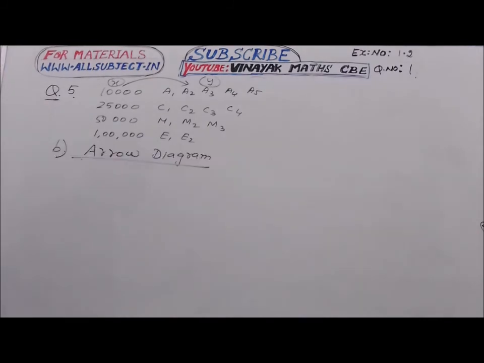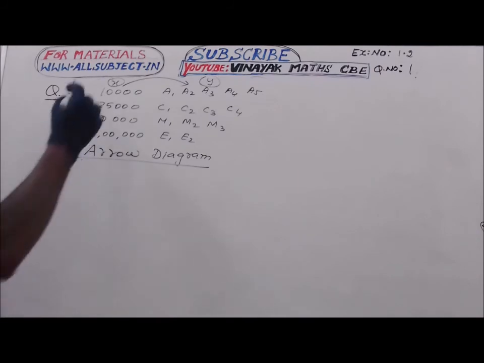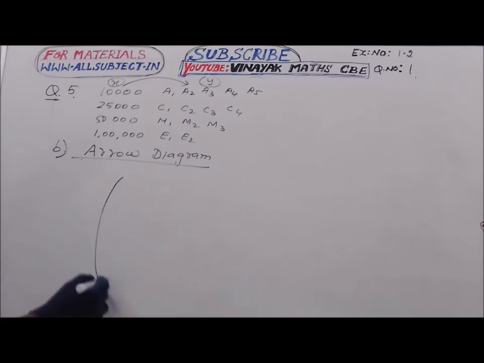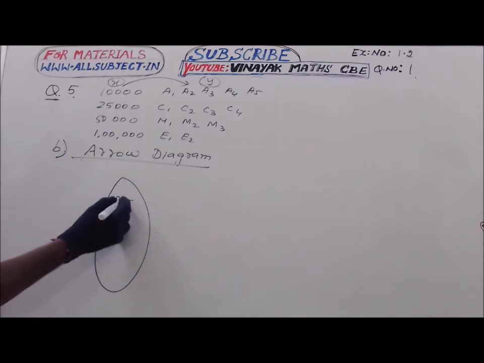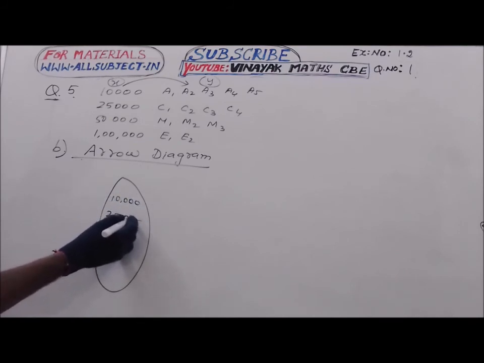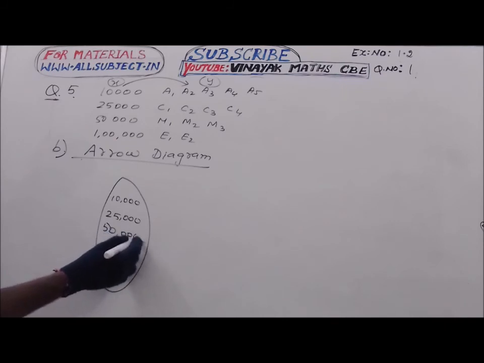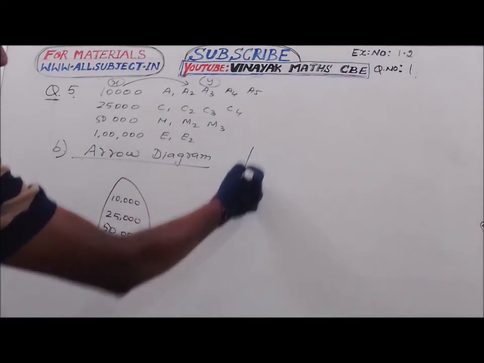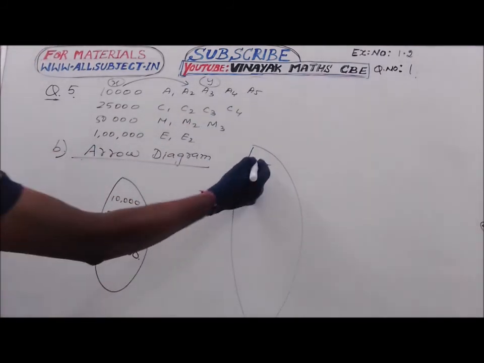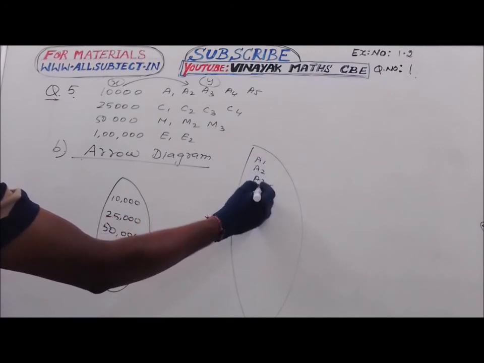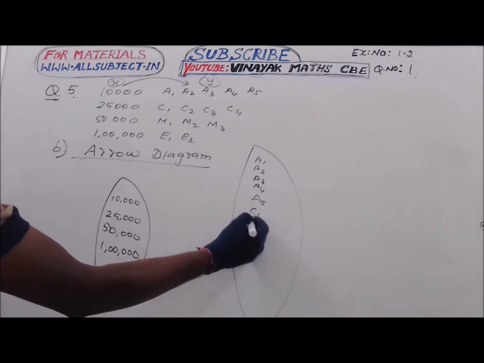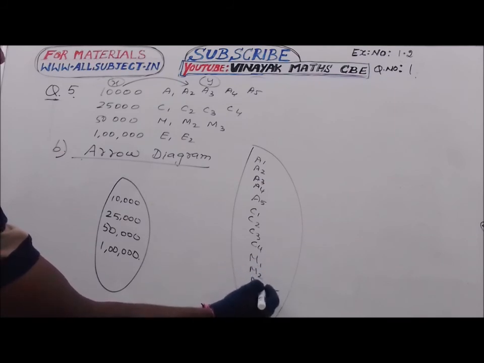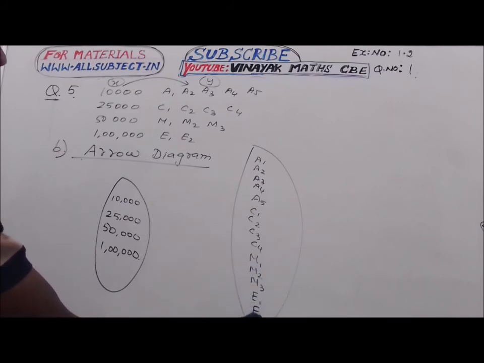Now for the arrow diagram, the relation is from x to y. So the x values are taken here: 10,000, 25,000, 50,000 and 1 lakh. And the persons are written here: A1, A2, A3, A4, A5, and for clerks C1, C2, C3, C4, there are 4 clerks, and managers M1, M2, M3, and for executive officers E1 and E2.